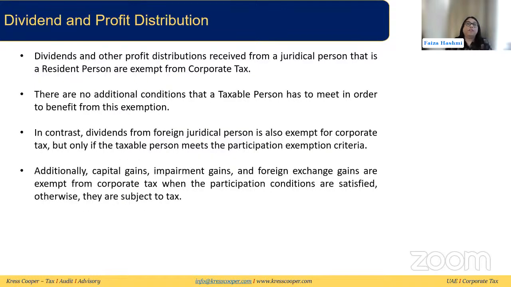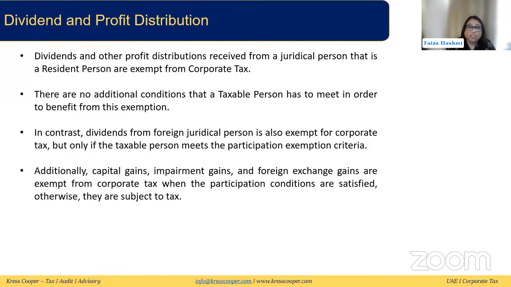For dividend and profit distribution also, in the guide they've said that any dividend or profit distribution is exempt. Any dividend or profit distribution we receive from a resident juridical person is exempt from corporate tax. There are no additional conditions for them. So without any criteria, if any dividend or profit distribution is received from a resident juridical person by a company, it will be exempt. But in contrast, if any dividend is received from a foreign juridical person, it is also exempt, but it has certain conditions. The participation exemption conditions have to be met. So for the dividend or profit distribution you're receiving from a resident juridical person, there is no condition, so all will be exempt. But for those received from a foreign juridical person, you need to meet the participation exemption criteria first, and then they will be exempt.